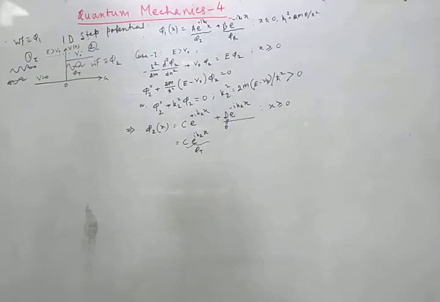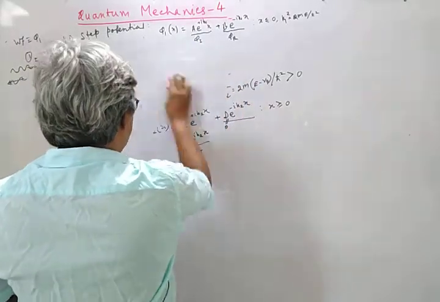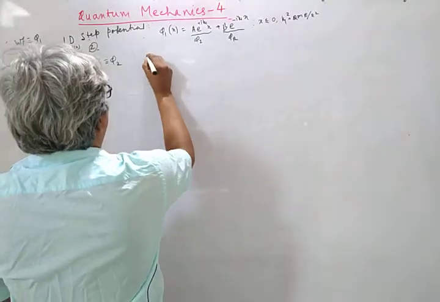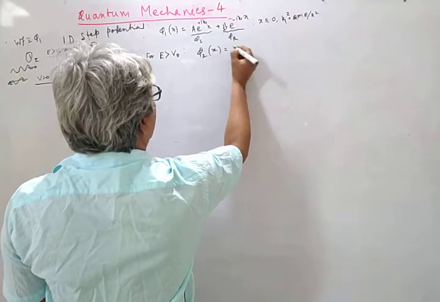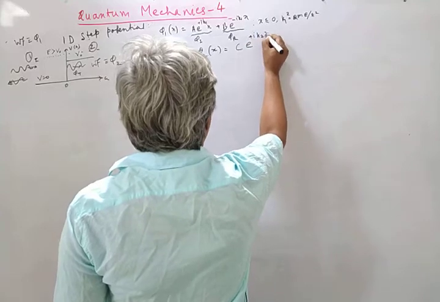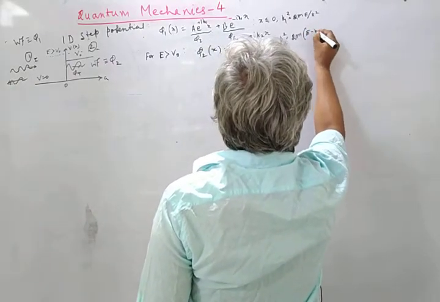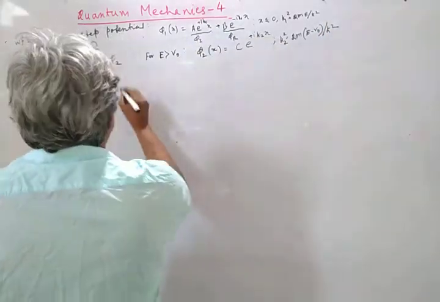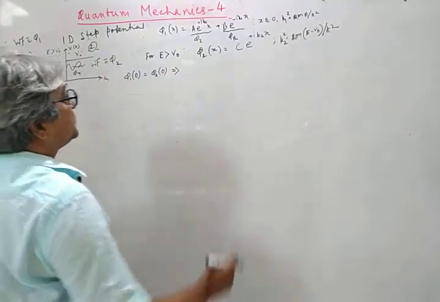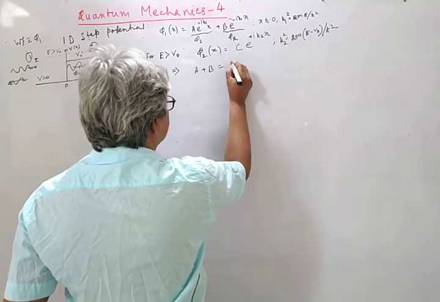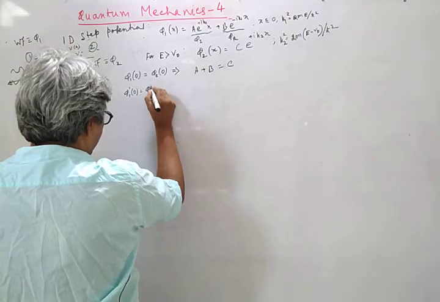Now let me apply the boundary condition. Before going to this, I am writing the summary once again. The summary is that for E greater than V0, phi 2 of x is equal to C e to the power plus i k2 x, where k2 square is twice m (E minus V0) upon h-bar square. The first boundary condition: phi 1 at 0 equals phi 2 at 0. So continuity. So from this we get A plus B is equal to C. Now phi 1 prime at 0 is equal to phi 2 prime at 0.